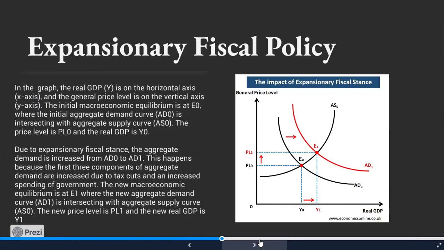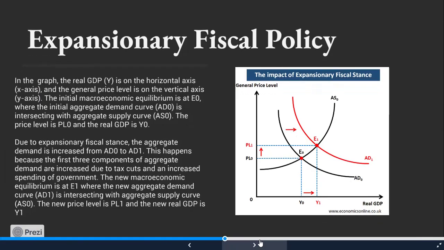In the graph, we can see that due to the expansionary fiscal stance, the aggregate demand is increased from AD0 to AD1, and this happens as the demand is increased due to tax cuts and increased spending by the government. Now we can see the new macroeconomic equilibrium is at E1, where the new aggregate demand curve is AD1. The new price level is PL1, and the new real GDP, which was Y0 earlier, is now Y1, and we can see that it has increased.